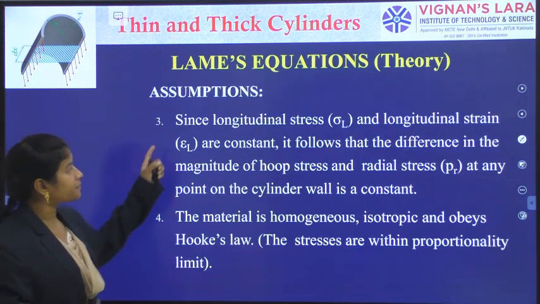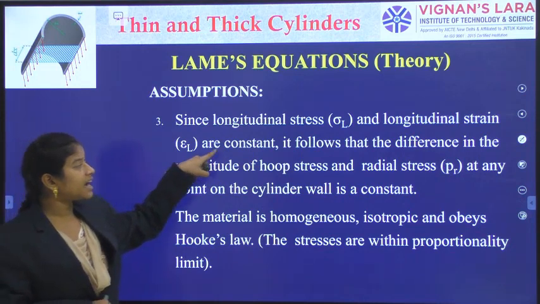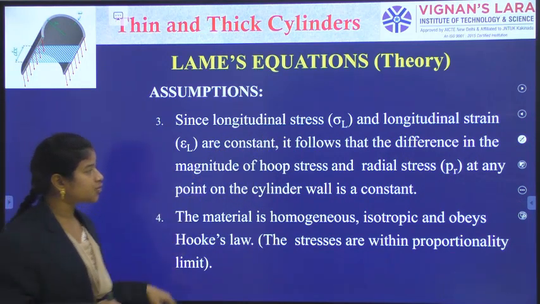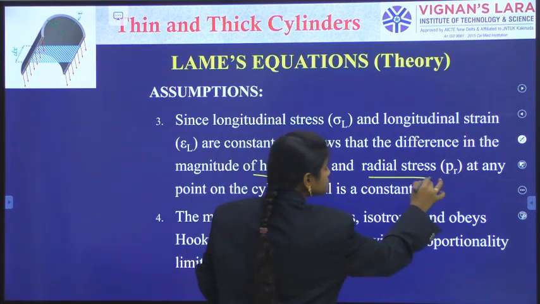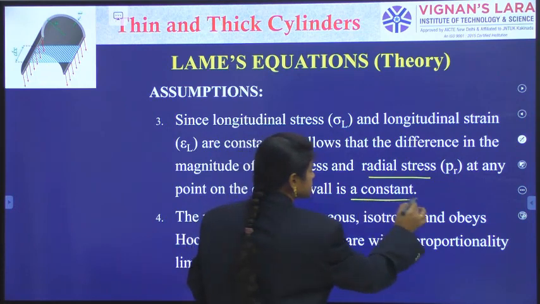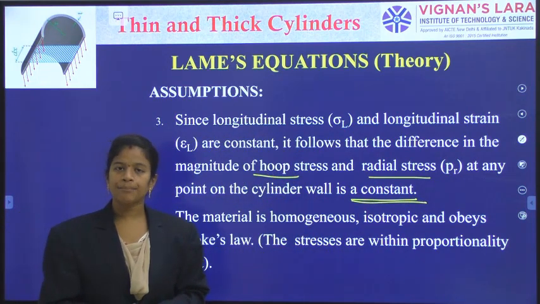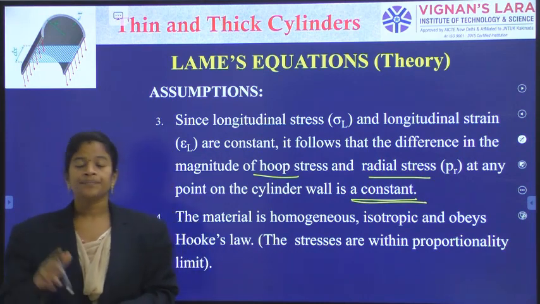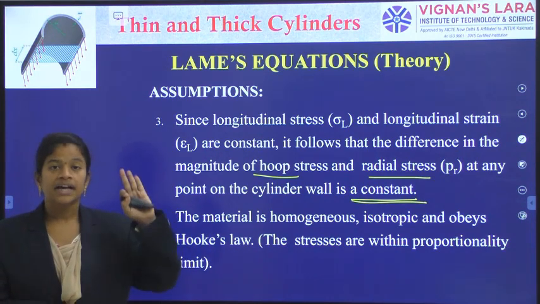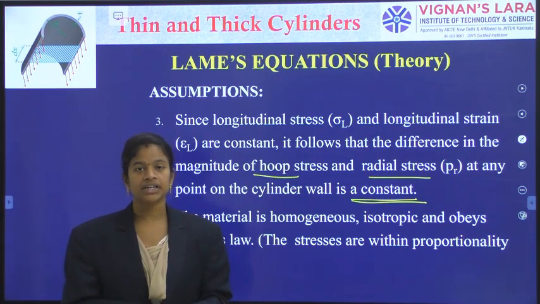The next point: since the longitudinal stress sigma L and the longitudinal strain are constant, it follows that the difference in the magnitude of the hoop stress and the radial stress at any point on the cylindrical wall is constant. How is it happening? In the previous condition, I observed only two stresses acting on a body. Now three mutually perpendicular stresses are acting on a particular body.